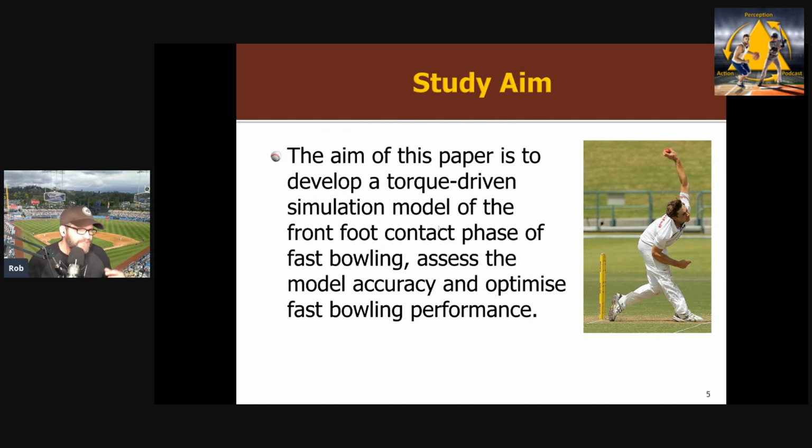So what they wanted to do was they took measurements from one high level cricket bowler, right? And they're going to develop a biomechanics model that can describe how the body positions relate to the velocity of the ball as it leaves their hand, right? In particular, they were focused on the front foot contact phase, so the front foot hitting the ground, right? And what they want to do is develop a model that is consistent with a real performance of this bowler, then tweak the parameters to find out how they can potentially optimize their bowling delivery. So that was the aim of the study.